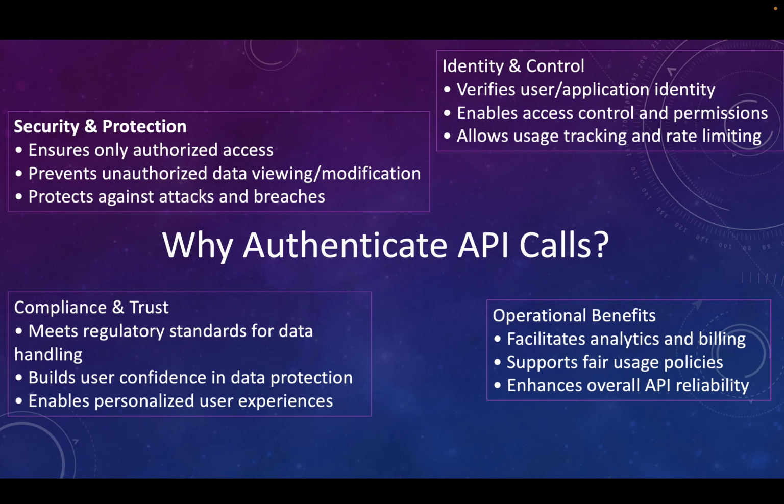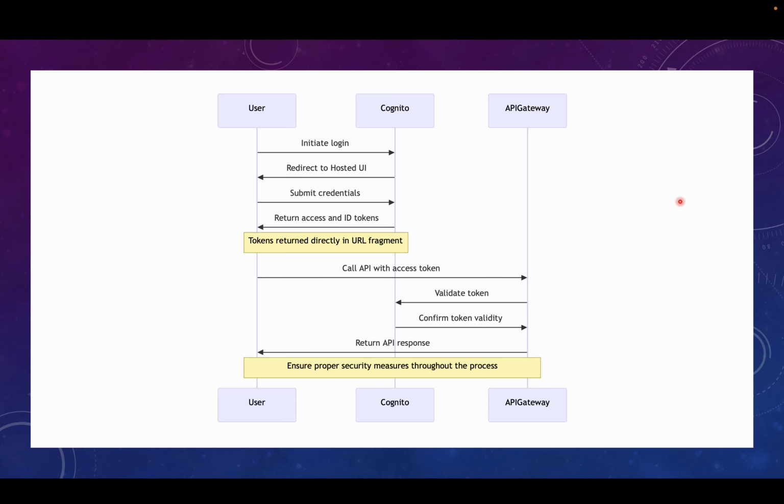This diagram illustrates the flow of a login process involving AWS Cognito and AWS API Gateway, where a user authenticates via the Cognito hosted UI and then uses the obtained access token to access an API through API Gateway. So I will explain it to you, starting from the user initiating login.